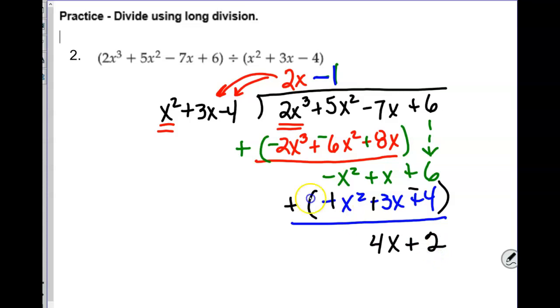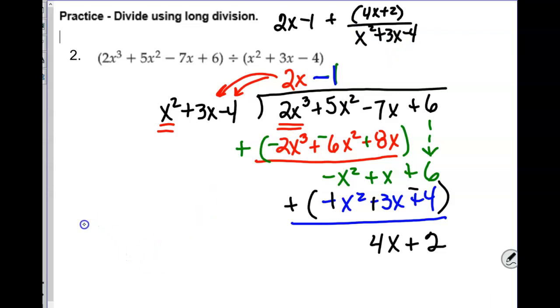Now, what would I multiply x squared by to become 4x? I'd have to multiply it by 4 divided by x. Yeah, I don't want to have a 4 over x up here, right? I'm good? The higher exponent power is here. I can't make it into this unless I divide out an x. So my answer is 2x minus 1 plus the quantity 4x plus 2 over x squared plus 3x minus 4.